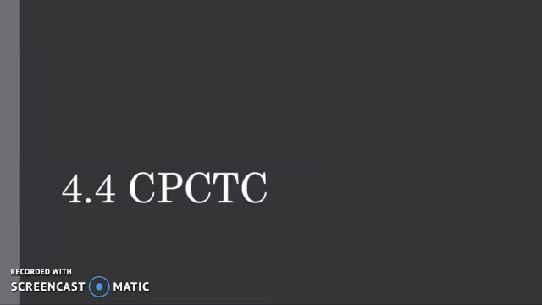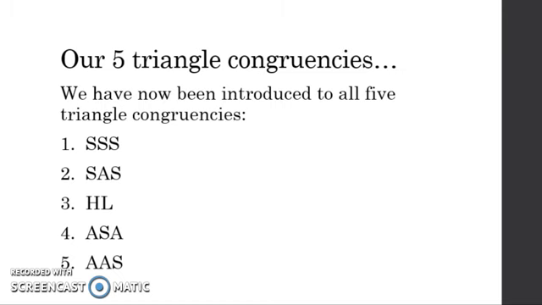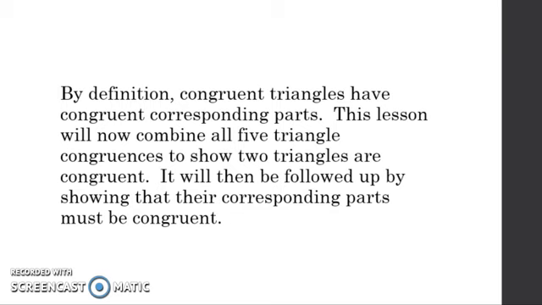Welcome to 4.4 CPCTC. So first thing we need to know is our 5 triangle congruencies. That's side, side, side; side, angle, side; HL, which is hypotenuse, leg; angle, side, angle; and angle, angle, side. So the idea is, by definition, congruent triangles have all of their corresponding parts congruent. So what we're going to do is use these triangle congruences in order to find out that all of their parts are congruent.